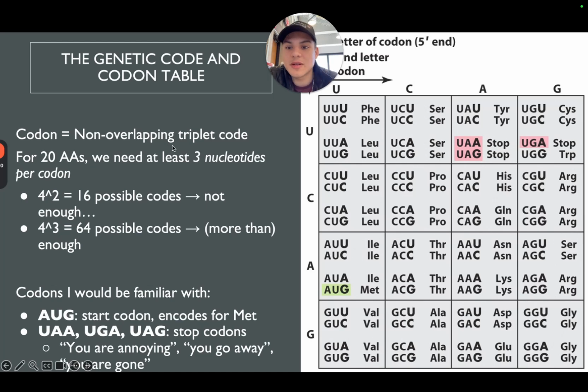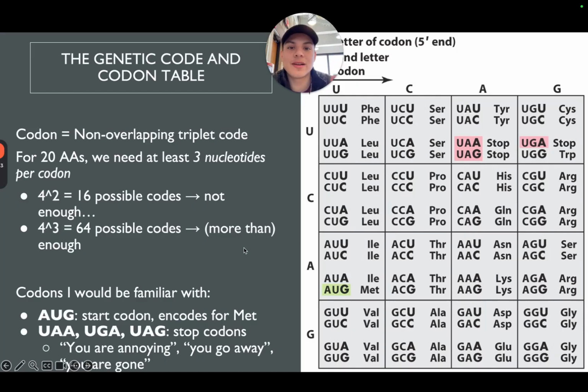And then for the 20 amino acids, we need at least 3 nucleotides per codon. And the reason why is because if it was 2 for the codons, well, if we take 4 to the power of 2, that's only 16 possible codes, 16 amino acids, where the other 4 we're missing. Whereas if we have 4 to the power of 3, for the 3-nucleotide codons, we now have 64 possible codons, which is more than enough for the 20 amino acids that we have.